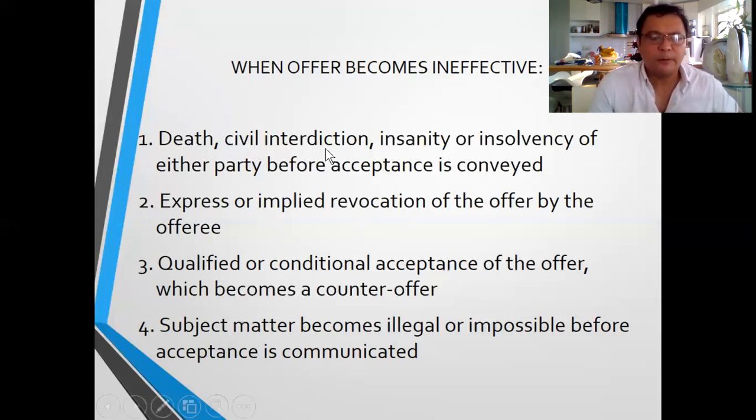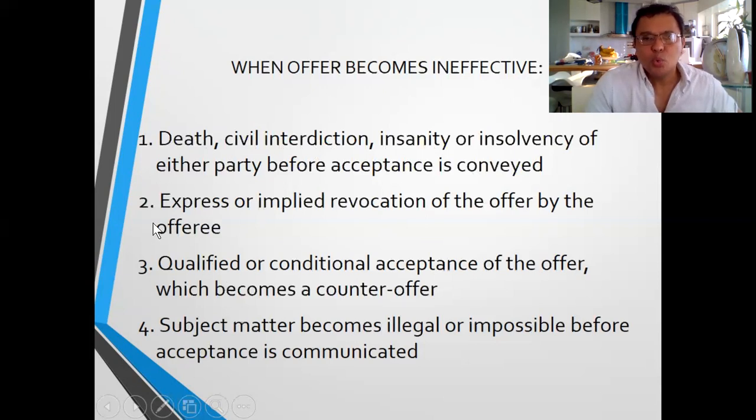So what is civil interdiction? This is legal incapacity for one who is imprisoned for more than 6 years. No? So if you are found guilty of committing a crime and the penalty is more than 6 years imprisonment, then you cannot enter into a contract because you no longer have legal capacity. And insanity, meaning not of sound mind. The insolvency, meaning cannot pay debt when they fall due. But he has assets, but not enough to pay for the debts.